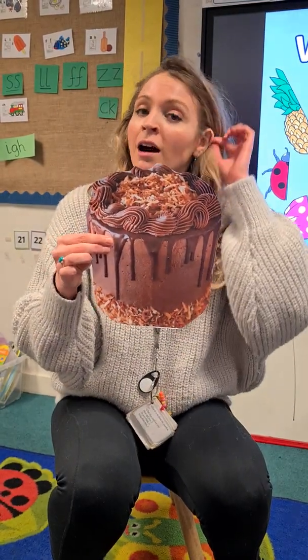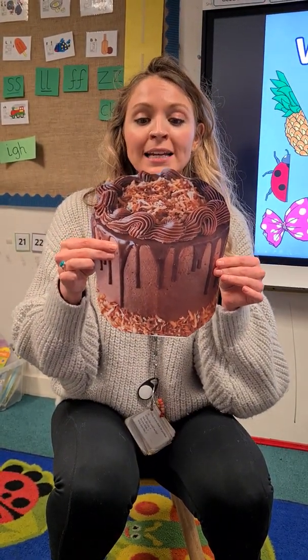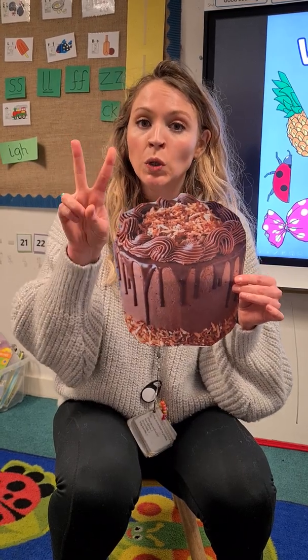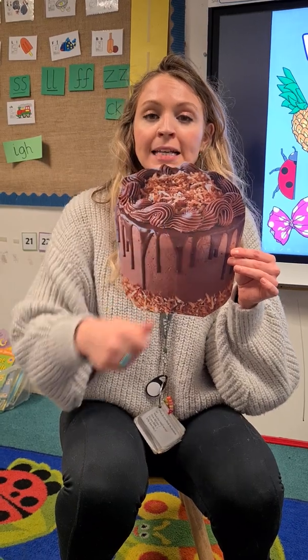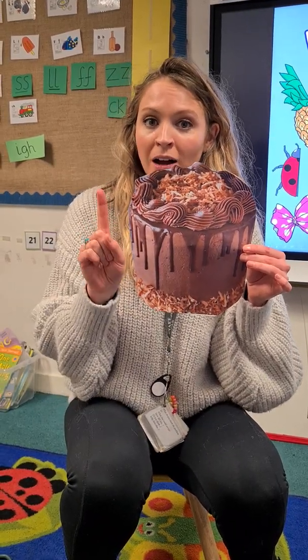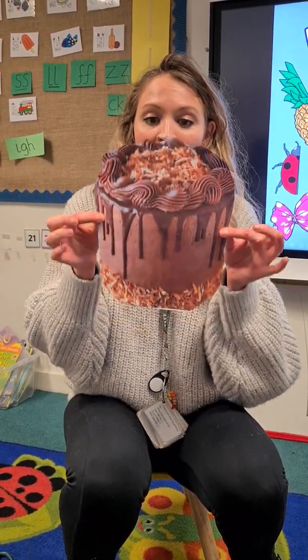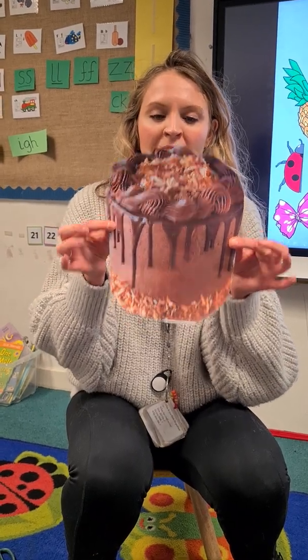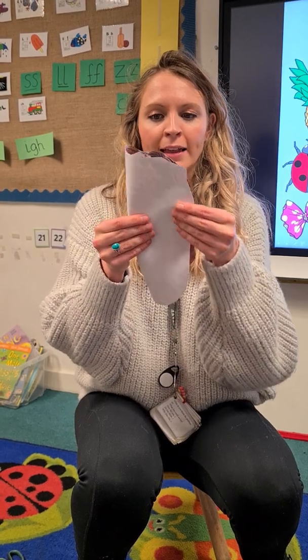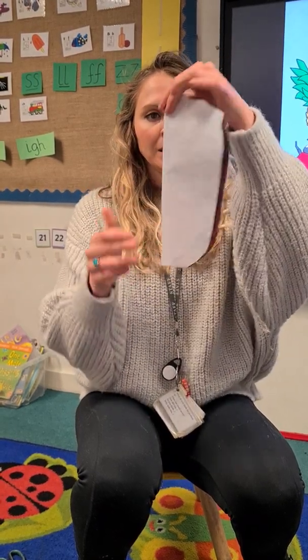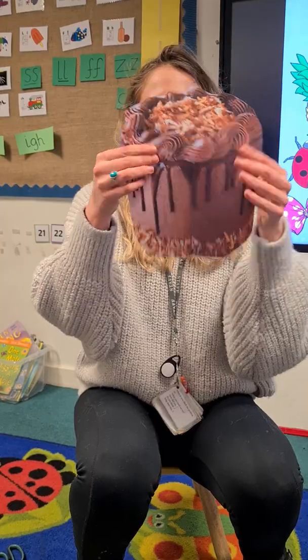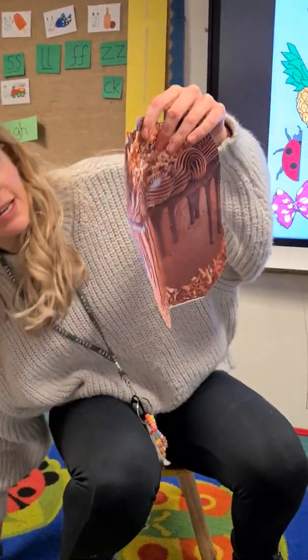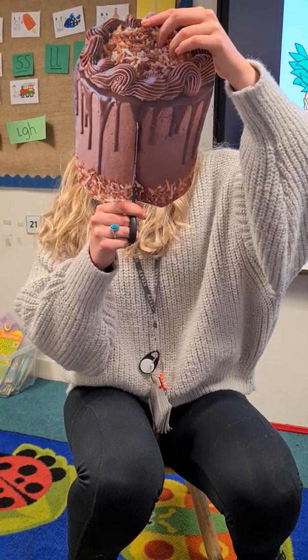Now, halving is when we split something into two equal parts. Now, both of the pieces need to be the same size. So I'm going to show you how to halve the cake. Here's a little trick. I'm going to fold it in half like this, right down the middle. Can you see it's made a line? And I'm going to cut my cake right down the middle here.